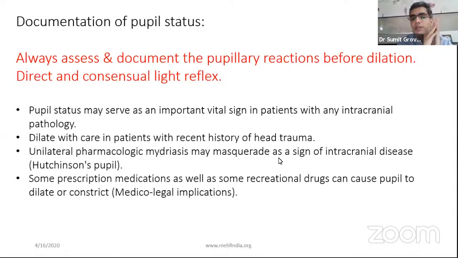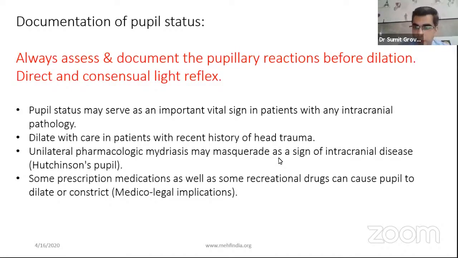Unilateral pharmacological mydriasis may masquerade as a sign of intracranial disease like Hutchinson pupil, or I think this would be covered in the next part of the session, where Dr. Rashmin Gandhi will elaborate more on Argyll Robertson pupil and these neuromuscular disorders of the eye.